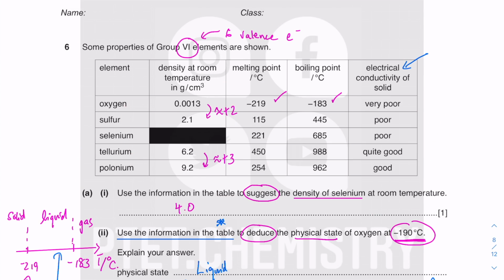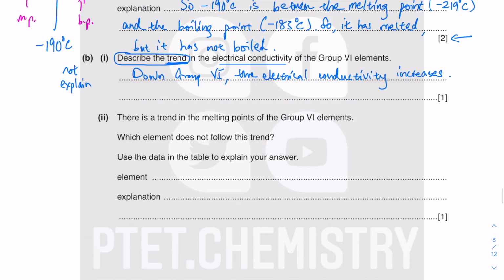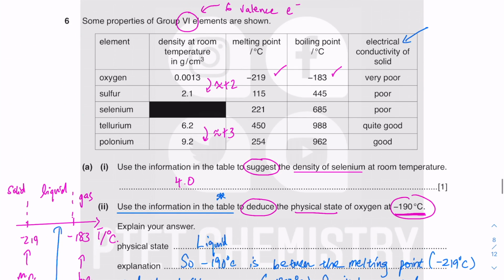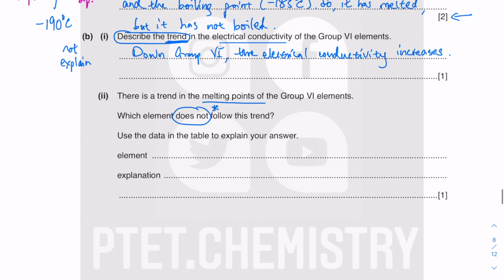You're going down the group. Conductivity, electrical conductivity increases. Next bit, there's a trend in the melting point. Which element does not follow the trend? So looking at melting point now, the melting point increases. So this is smaller than this, it increases. This is smaller than this, it increases. This is smaller than this, it increases. And then it decreases. So polonium is the one where it doesn't increase from tellurium. So polonium is the one that does not follow the trend.